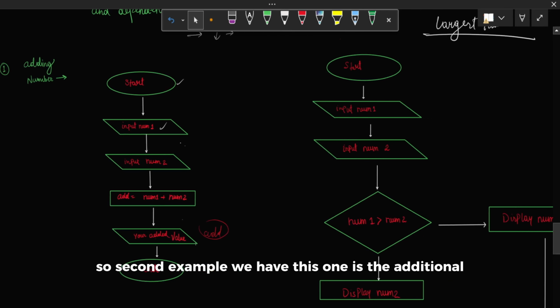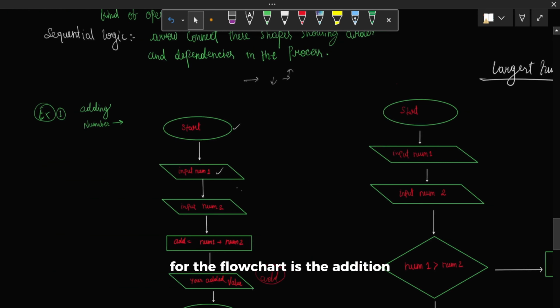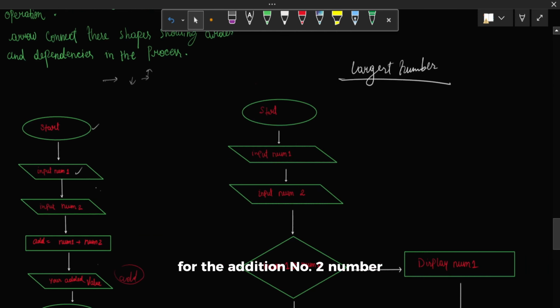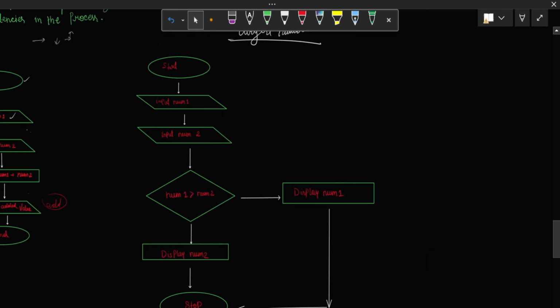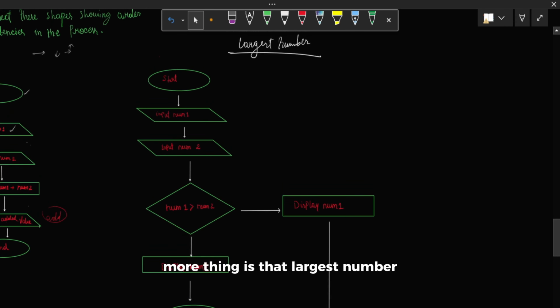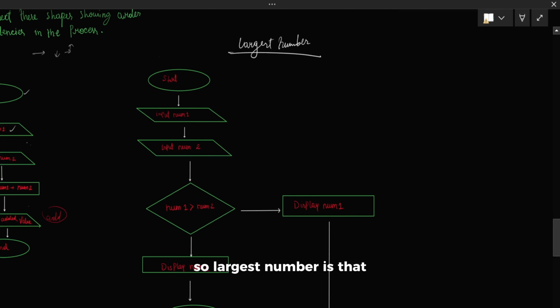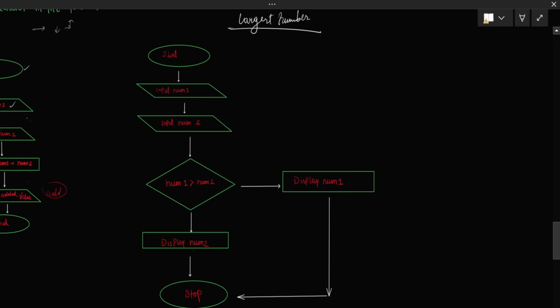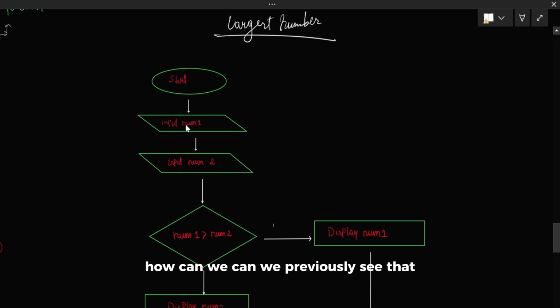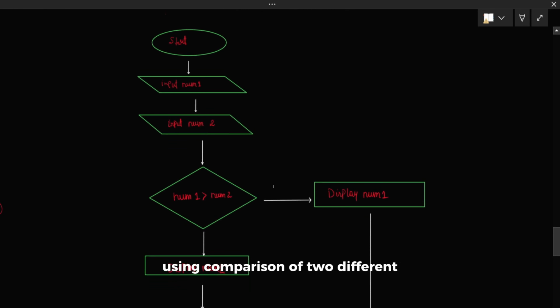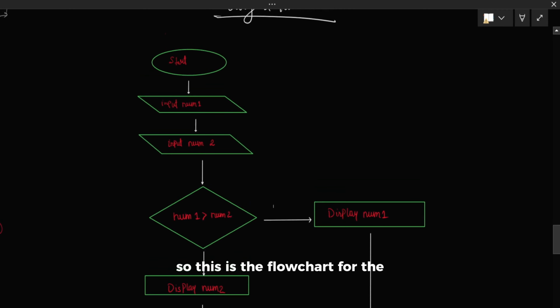So the second example we have, the first one was the flowchart for the addition of two numbers, and one more thing is the largest number. How can we find the greater, that is, how can we get the largest number using a comparison of two different numbers? Okay, so here is the flowchart for comparing two numbers to find which is greater.